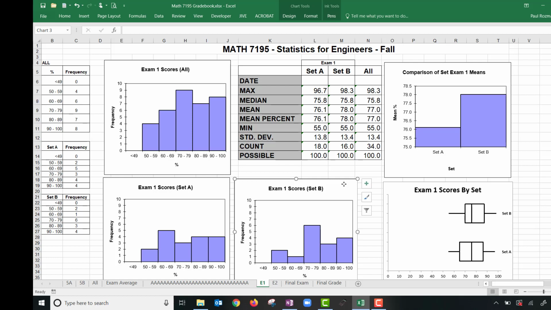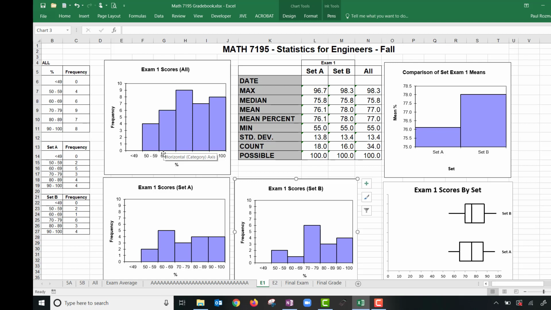You can see last year the mean on the midterm overall was 77, which is pretty good. The median was 76, also pretty good. Again, an indication that my data is pretty symmetric, which is represented in this plot.